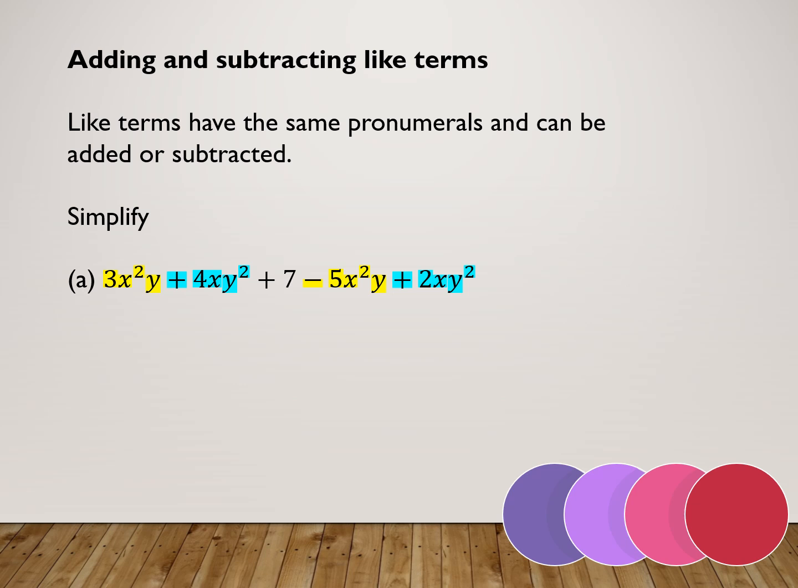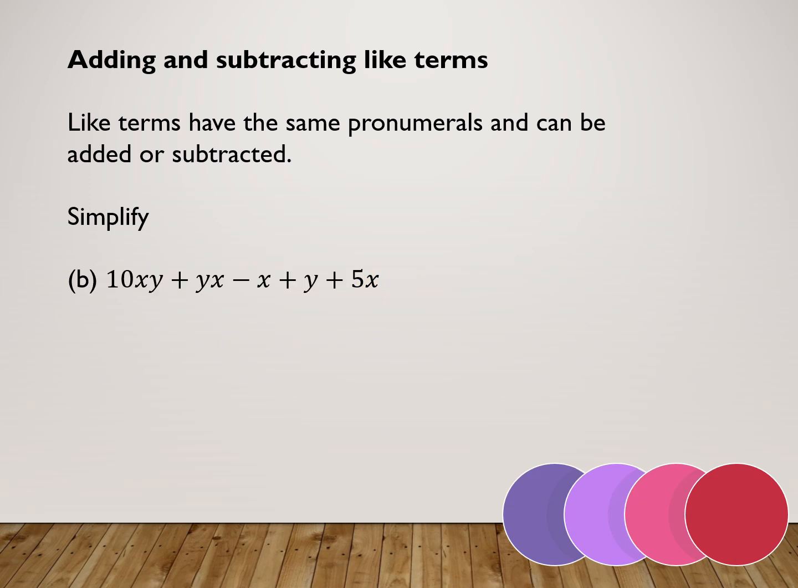The ones in blue are different to the ones in yellow because they have an x and a y squared. So therefore they are like terms. And the 7, which is highlighted in green, is by itself. So we'll leave it at the end. So working through that, you get minus 2x squared y plus 6xy squared plus 7.